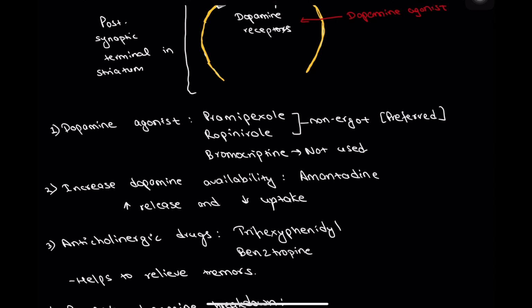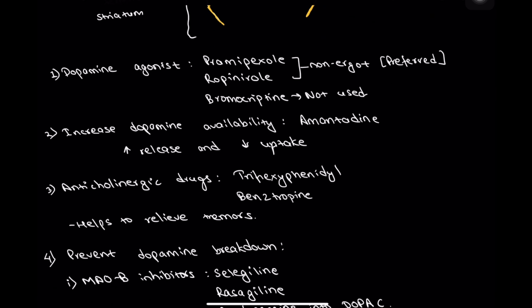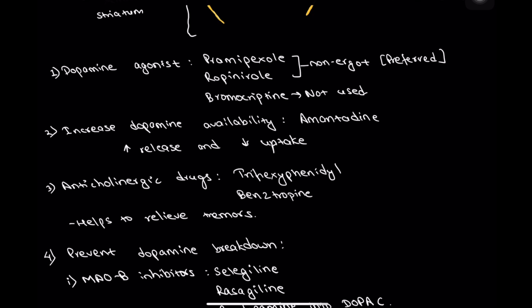First one is dopamine agonist. These are the drugs which act on dopamine receptors. They are pramipexole, ropinirole, and bromocriptine. Pramipexole and ropinirole are non-ergot derivatives. They are the more preferred ones, but bromocriptine is an ergot derivative and it is not used because of its toxic effect. Next are the drugs which increase the dopamine availability, that is amantadine, which increases the release of dopamine and decreases its uptake.